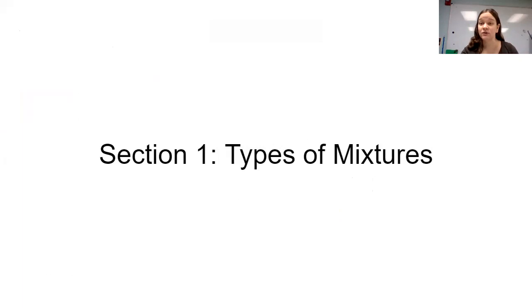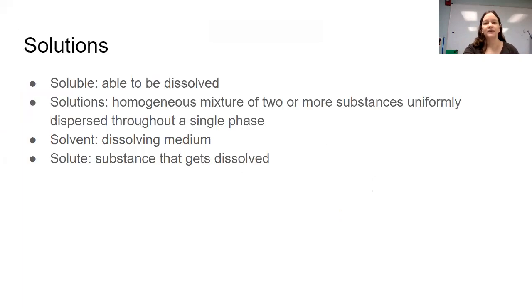This section shouldn't take us very long. A lot of it should be review, hopefully, because we're discussing the types of mixtures. Some of it will be new, but some of it will not be. So one type of mixture is called a solution. A solution is another name for a homogeneous mixture.